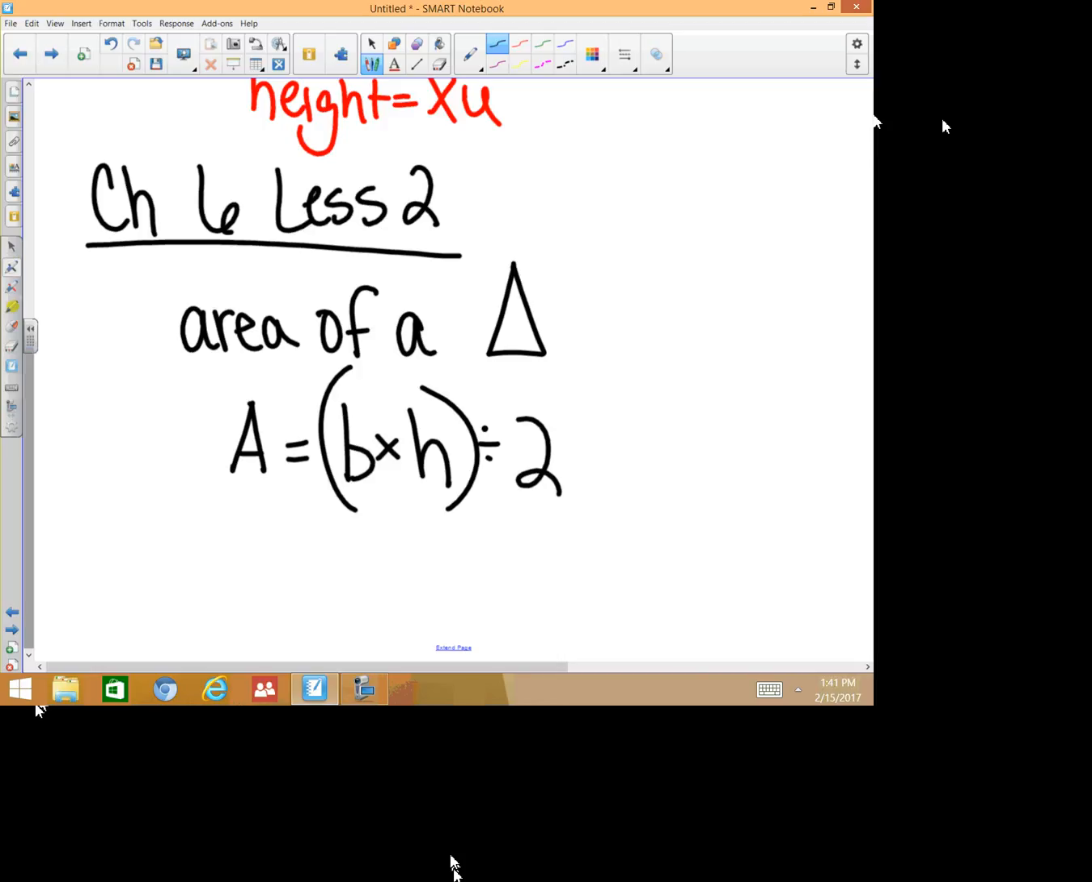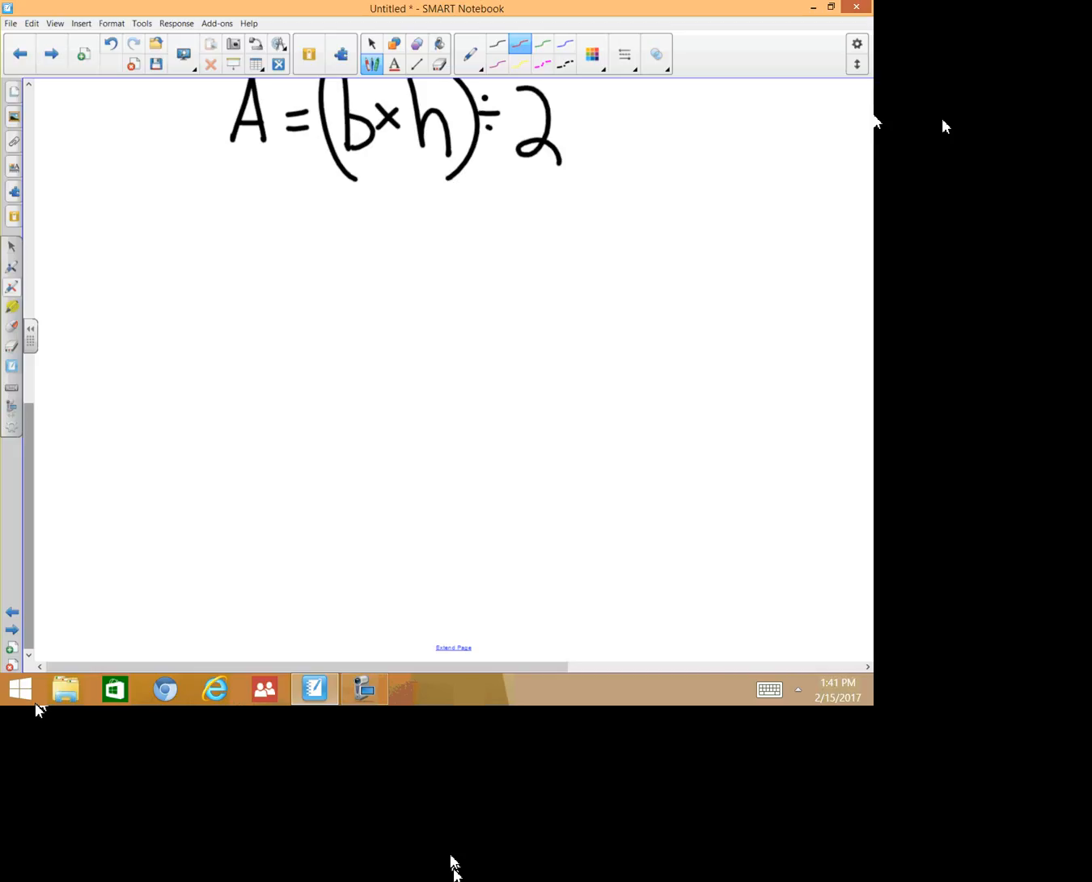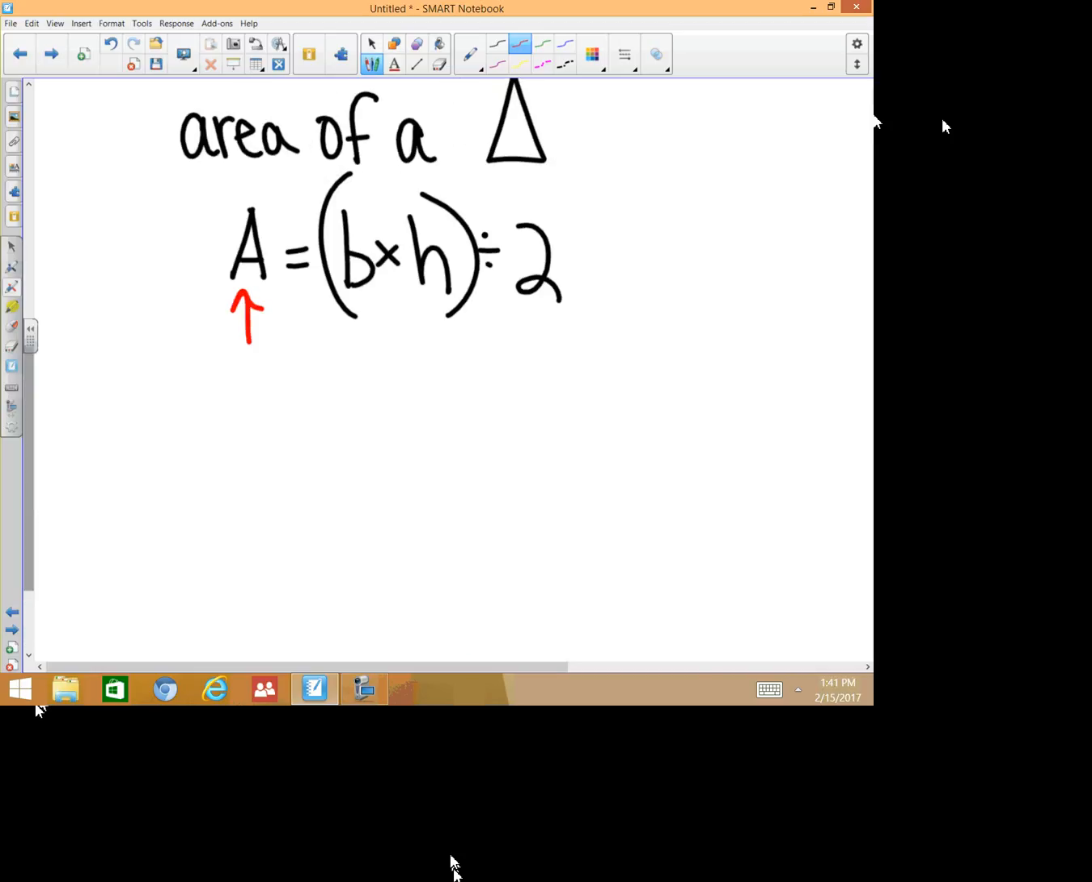Area equals B. What did we just learn? Base. Base times height. And then I'm going to divide it by 2. So all I have to do is multiply the base and the height together and then divide it by 2. How easy is that? I hope it's really easy. So on yours, this is area.